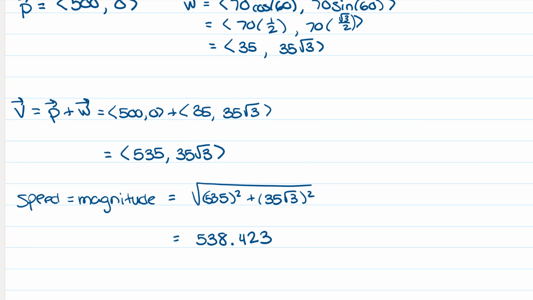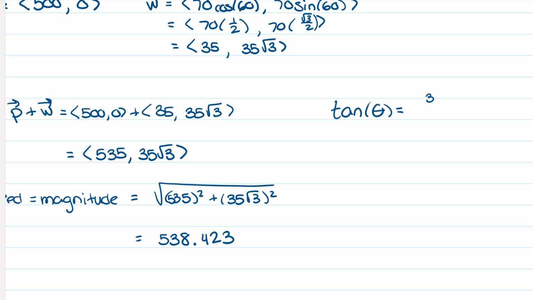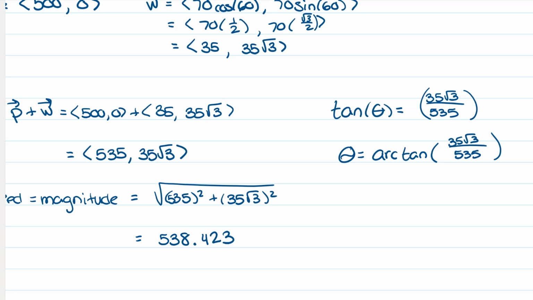And now I want the direction. So my direction is going to be tangent theta is equal to y over x. So 35 radical 3 over 535. So then in your calculator, you go theta is equal to arc tan 35 radical 3 over 535. And you put that in your calculator, and it should spit out 6.464 if you're in degrees.